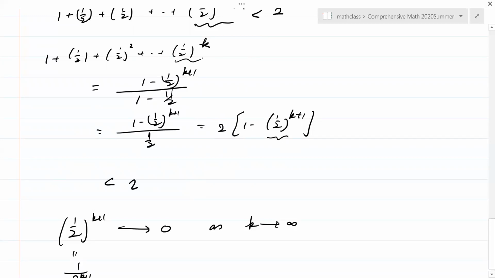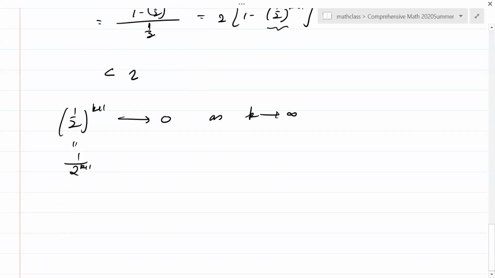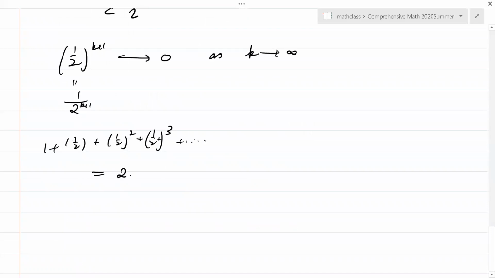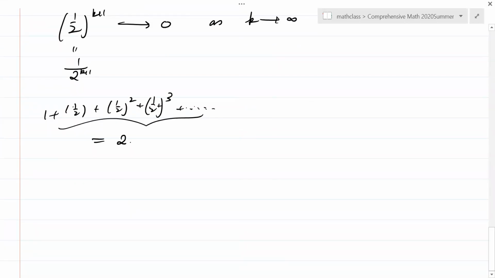So what I conclude, we can formally write the sum of infinitely many terms, right? Infinitely many terms, this is going to be 2. Okay, so this is an identity. They're equal because it's the sum of infinitely many terms. But any finite sum will be smaller than 2. Yeah, clear. So that's about geometric series and geometric sequences.